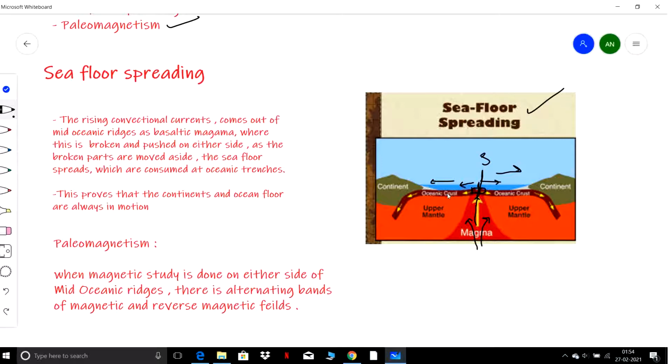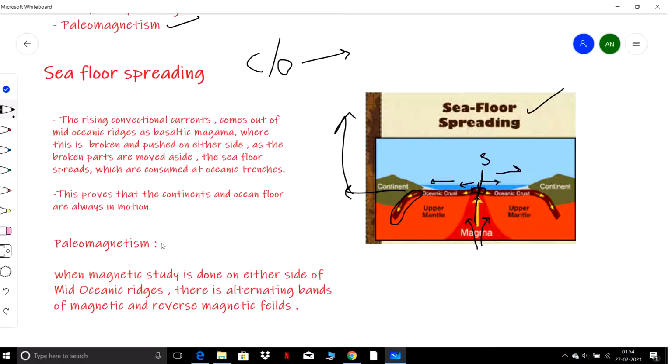These plates, or the generated crust, are consumed at the oceanic trenches, and hence this process is called seafloor spreading. Seafloor spreading provides evidence that continents and ocean floors are never stationary; they are continuously in motion. Due to the continuous rise of magma, these ocean floors are pushed. As these are pushed, the continents are also pushed, and hence the continents are drifting.